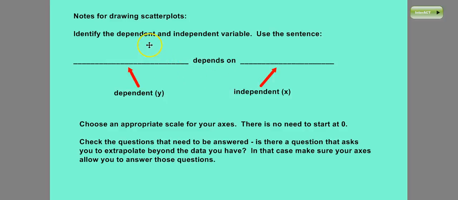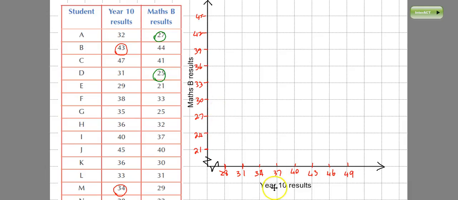So, for example, our 2 variables are Year 10 results and Year 11 results. So we're going to say, do Year 10 results depend on Year 11 results? Or do Year 11 results depend on Year 10 results? I think the latter makes more sense. Sometimes in scatterplots you won't have a dependent and an independent, you just make your own call. So our dependent variable is going to go on the y-axis or the vertical axis, and the independent is going to go on the x-axis or the horizontal axis. So that's what I've done here.